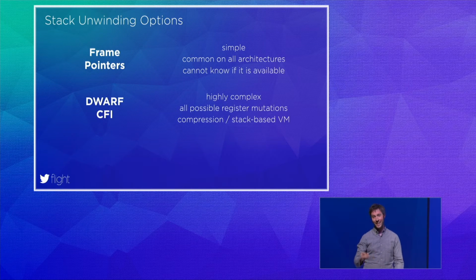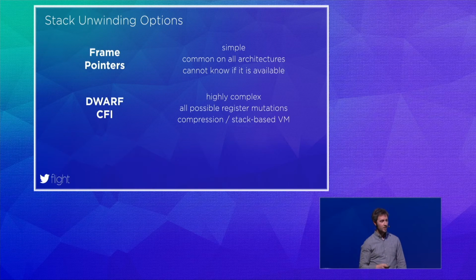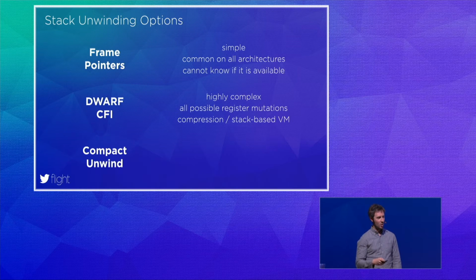What this means is, at the time of crash, when we're doing stack unwinding, sometimes we need to read this DWARF information, parse it, initialize a little virtual machine, and run some instructions in order to reproduce the register information that we need. This may sound kind of crazy to you, and it sounded crazy to Apple as well. So they invented another format called compact unwind. Compact unwind is really neat. It's not quite as simple as frame pointers, but it is significantly simpler than DWARF CFI.